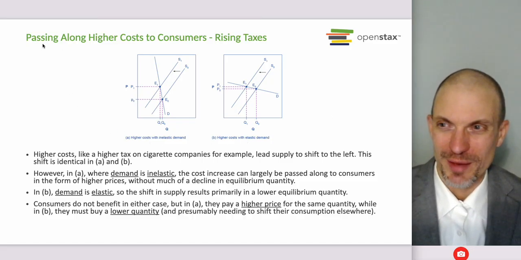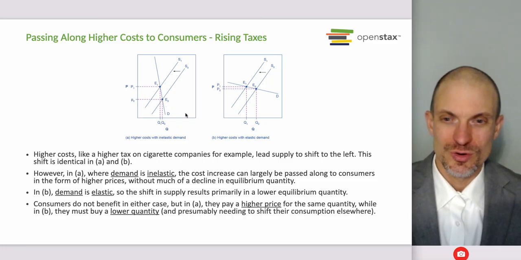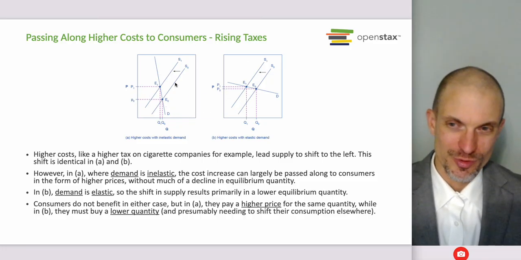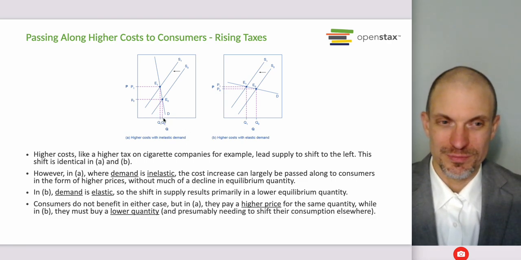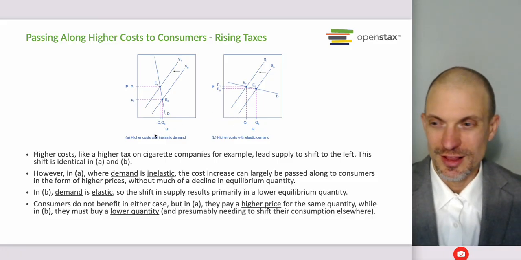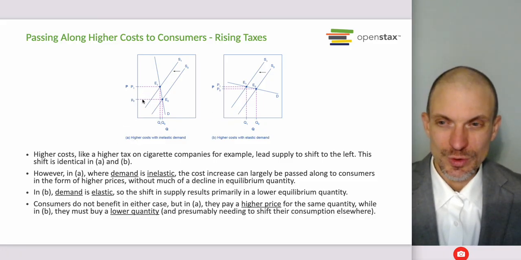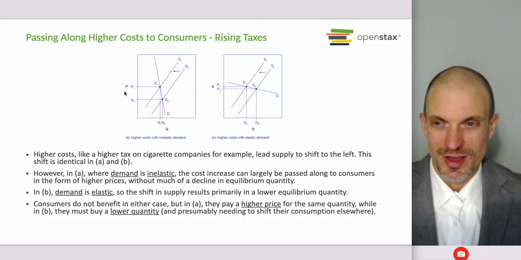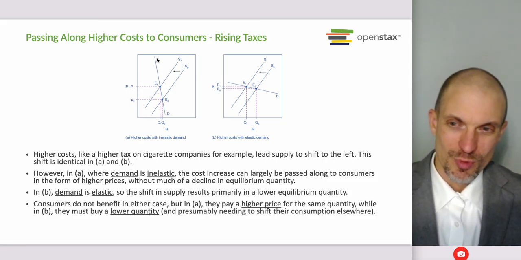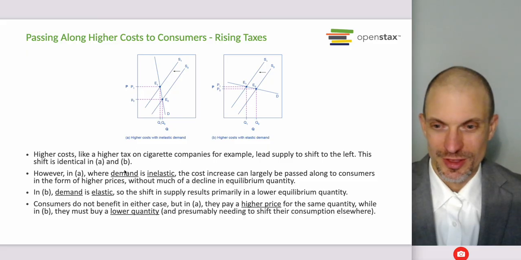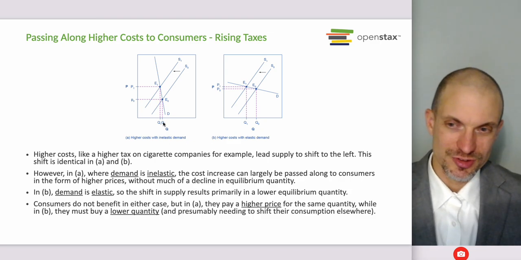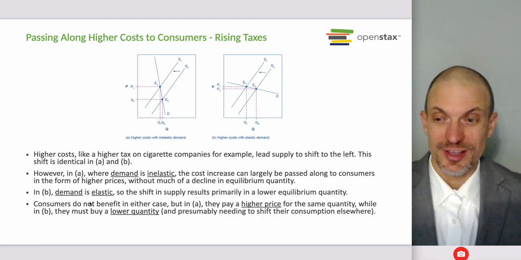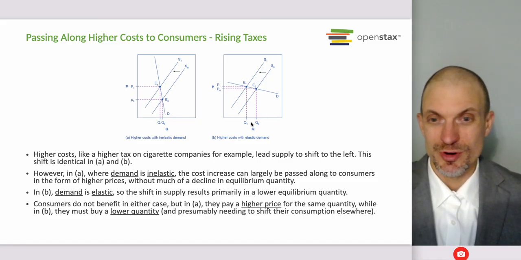Anyway, so passing higher costs to consumers, raising taxes. So usually at this point in the course, before we talk about this, we would have introduced tax incidence, but this is close. We can get a little bit into this example without having to do that. The basic idea is, if you have higher costs with inelastic demand, then here demand is more inelastic than supply, and so this is a situation where the cost increase is largely passed on to consumers in the form of higher prices without much decrease in quantity. If demand's pretty elastic, the shift in supply gives a primarily lower equilibrium quantity.